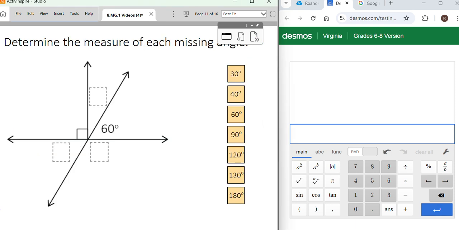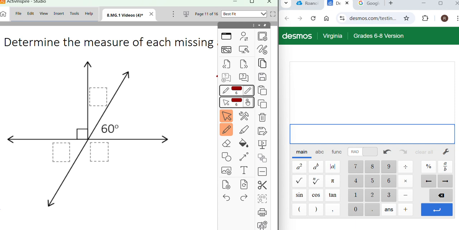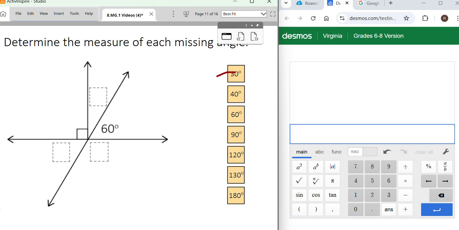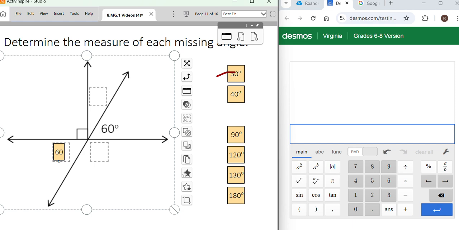Okay, so now we're going to look at this last problem that says determine the measure of each missing angle. So I'm going to go ahead and change this back to a stylus so that I can move these numbers. And look at 60 degrees. If you notice, it has a vertical angle straight across from it. So if one side of a vertical angle is 60, that means the other side is also 60. So I've got that there.